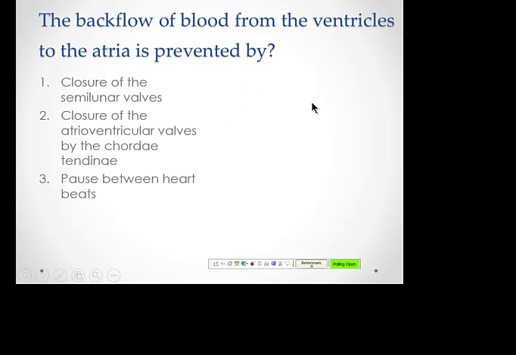Okay, let's see this. I said it was one-way flow. So what is the backflow of blood from the ventricles to the atria? What is that prevented by? Notice how all of these questions are dealing with knowing the cardiac cycle.